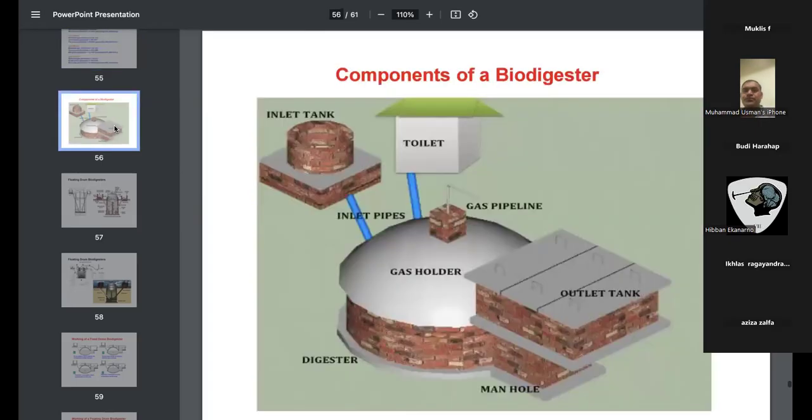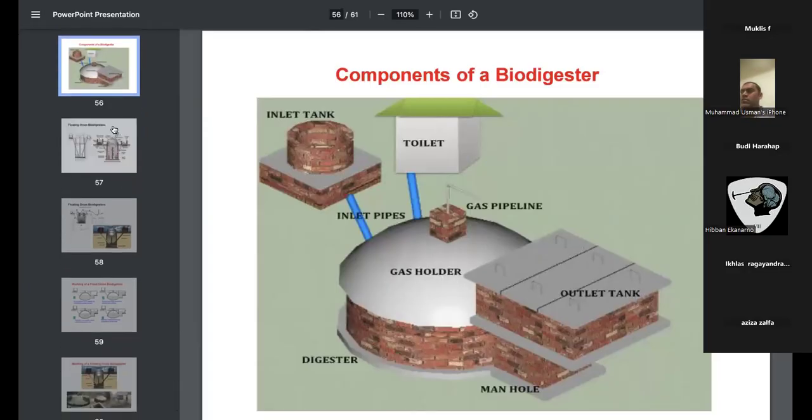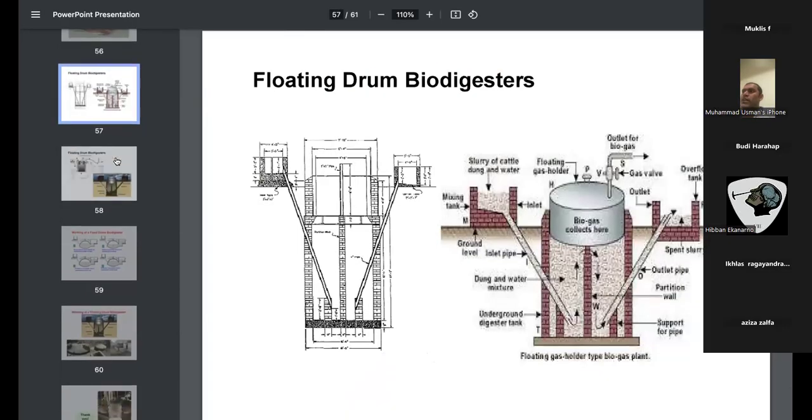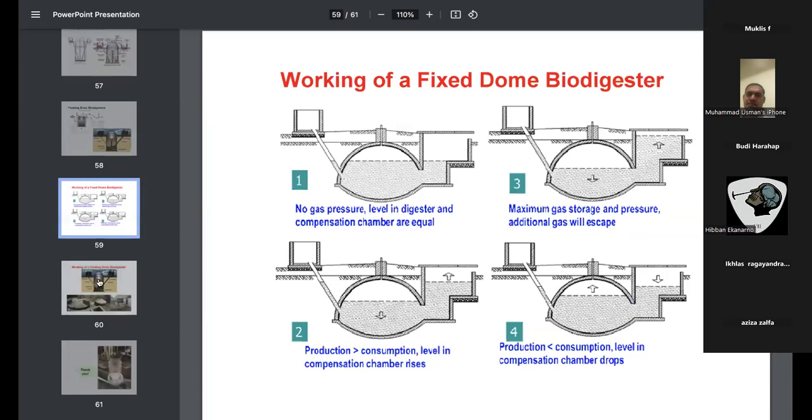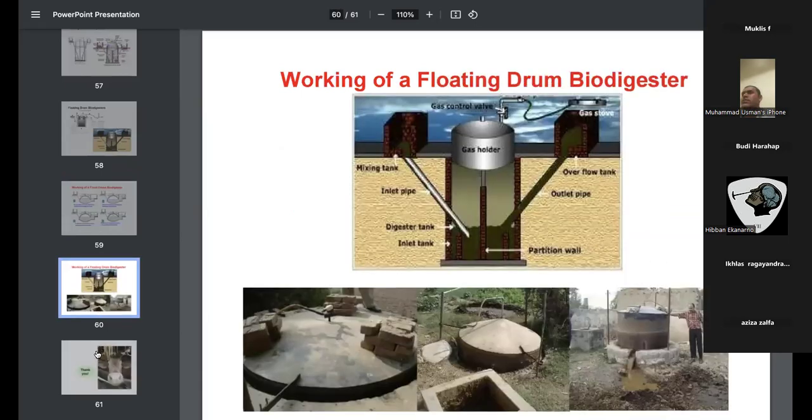Next, please. So these are different types of components. I will not go into the detail because we have some more slides. These are all things we have already discussed. Yes, next, please. Next. So these slides are from biogas plants which are being used in different parts of the world.